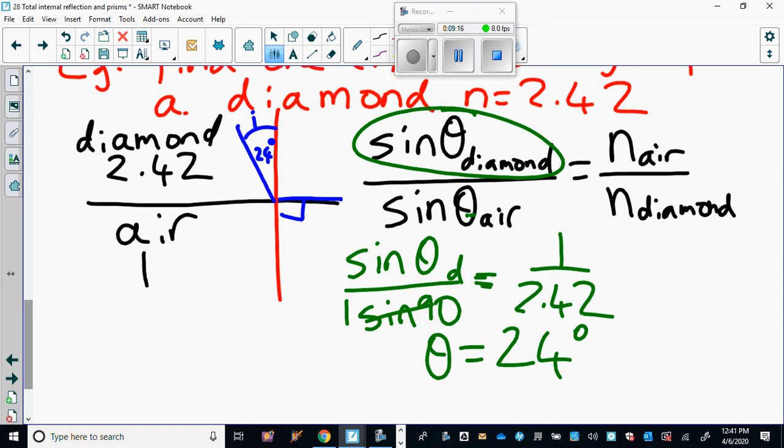And that's a very small angle for diamonds, which is why diamonds are so sparkly, maybe. Okay, that's it. That's total internal reflection. We will now move on to prisms in part 2.